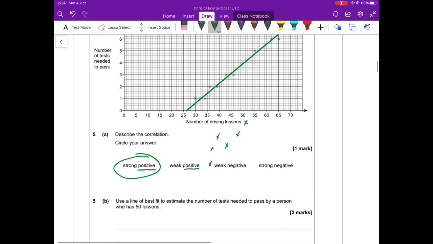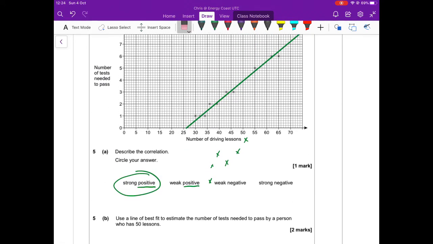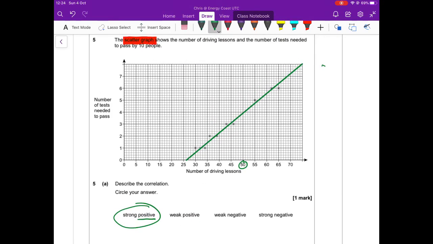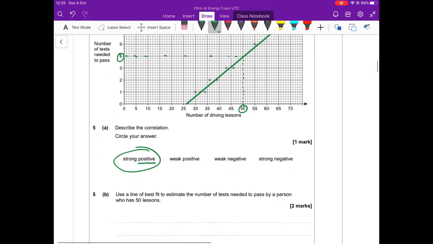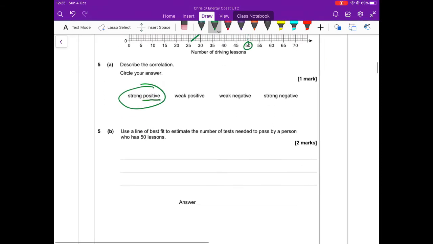So 50 lessons, I'm going to find that along the bottom. I'm going to get rid of this stuff first. 50 lessons is there. And you would do this with a ruler, but like I say, mine's not working. I would draw a line. You can do it dotted if you want, or you can just do a straight one. And then you would go back across your line until you hit the other axis, which is at 4. So I'm going to say, using my line of best fit, you need to write 4 here.